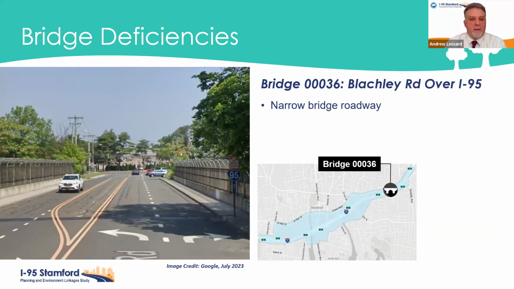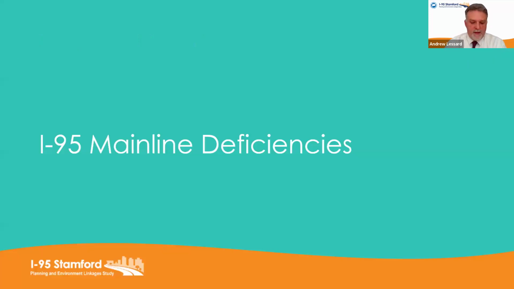The second bridge where we noted deficiencies, which aren't structural but more functional, is Bridge 36, which is Blatchley Road over I-95. And this particular deficiency is the curb-to-curb width. Given the number of lanes on the bridge and the measurement from curb to curb, it rates a 4 for functional adequacy for this particular structure. Now, with that, I'll turn it over to Emily, who'll talk about some of the roadway deficiencies on the main line as well as the local roads.